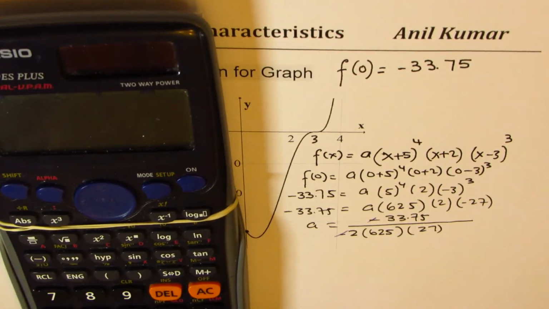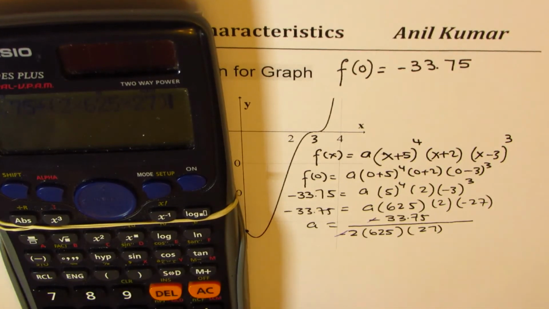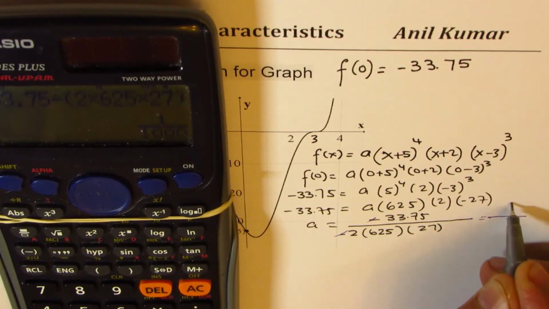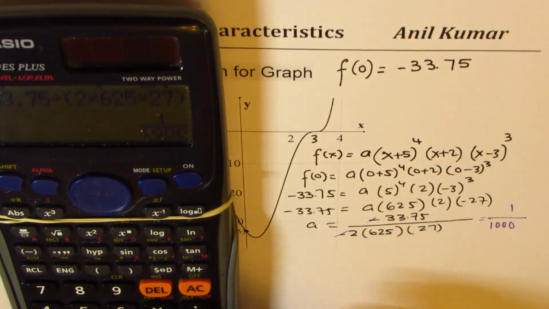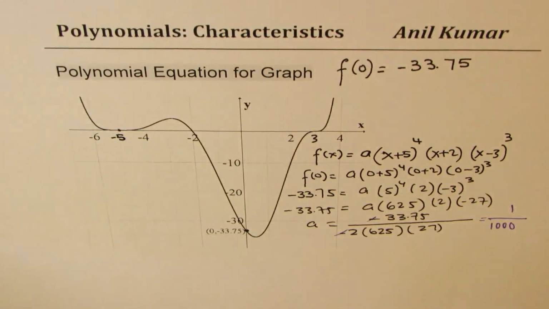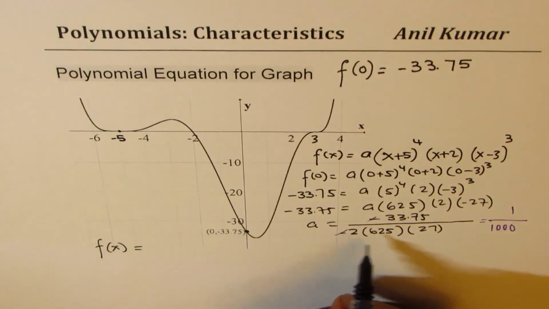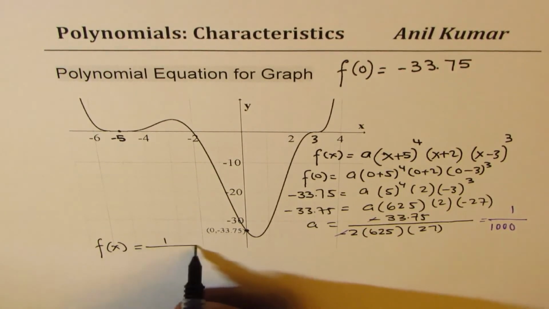We have 33.75 divided by, let me write in brackets, 2 times 625 times 27 equals 1 over 1000. So it is 1 over 1000. So that's a good value. Okay. So we get our result, which is a equal to 1 over 1000.